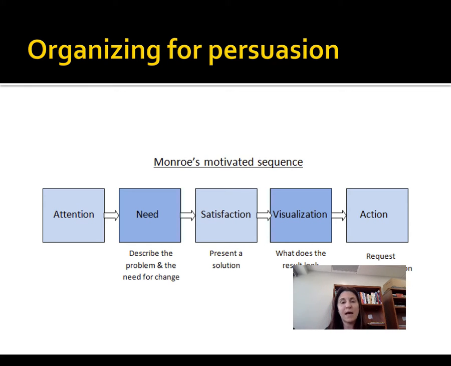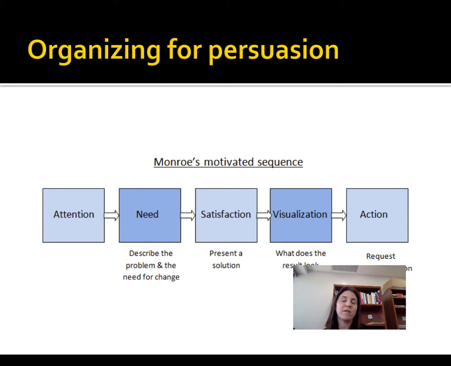The fourth part is where Monroe's motivated sequence is a little different than others. Monroe's motivated sequence asks you to spend some time visualizing the positive outcomes of the proposal that you have suggested. So for example, if you're suggesting that students take advantage of the Career Center by going to networking events, right? You may want to help them visualize or set the scene or tell a story about how going to those networking events has a particular positive outcome, right?